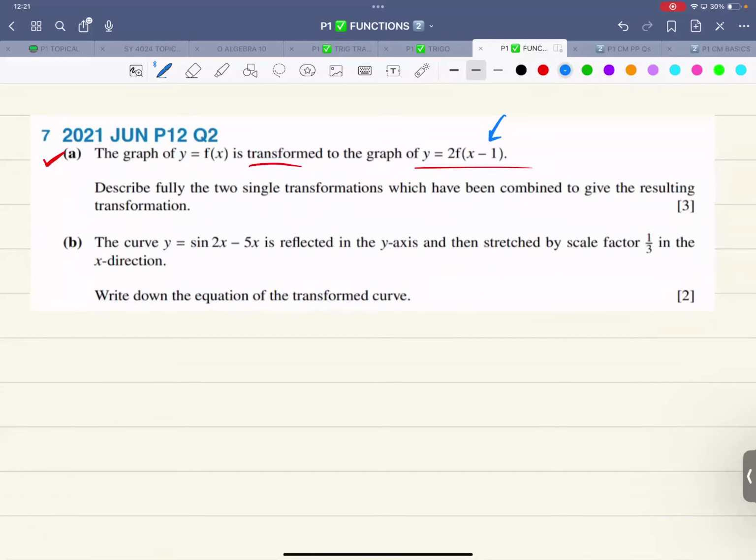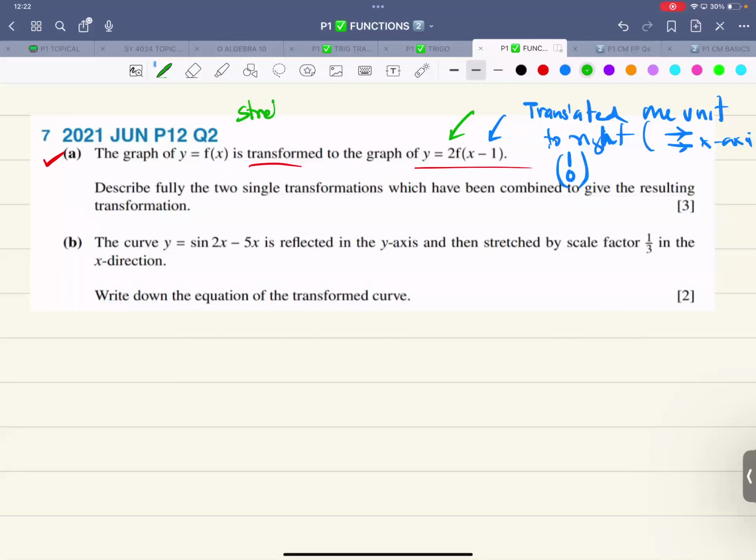Inside, I'll write what has happened is that the graph is translated one unit to the right, or we say this, we have to give the column vector. So this is 1 comma 0, that is the column vector. What is the next step? The next step is this 2 on the outside. Now this is the scale factor.